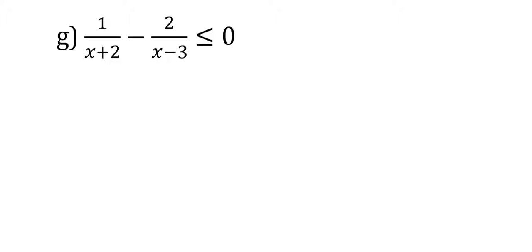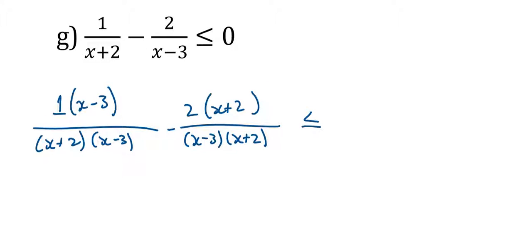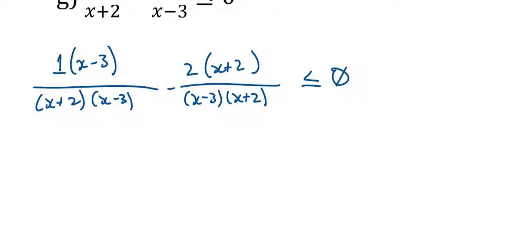So what do we have to do? Same as before, common denominator, but this time instead of a 1, I've got more fractional stuff. Okay, so watch what happens. We get 1 times x minus 3 over x plus 2 times x minus 3, minus 2 times x plus 2 over x minus 3 times x plus 2. So this is x minus 3 minus 2 bracket x plus 2.